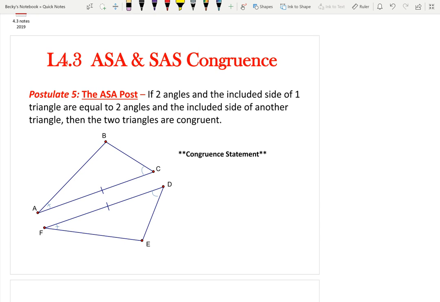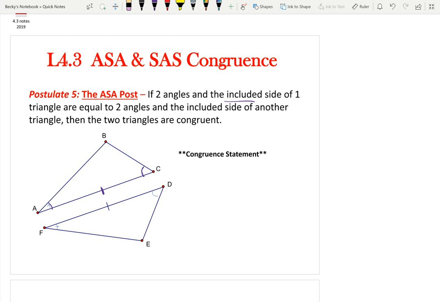Okay, so included means in between. So you have 2 angles and the side that is directly in between them, which is different than if it's not included. Not included would be either this side here or this side. So there is a difference. The wording really does matter.